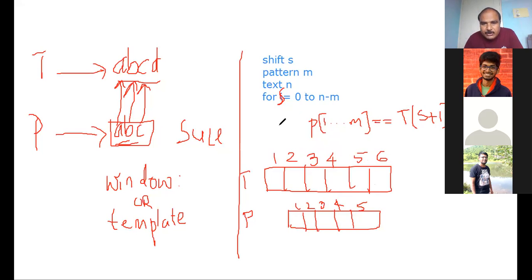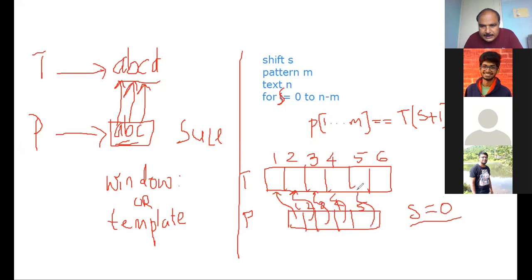So s equal to 0 means I have not done any shift here. When s equal to 0, I have to compare the character at index 1 of the pattern with the character at index 1 of the text. I have to compare this, correct? I have to compare this.